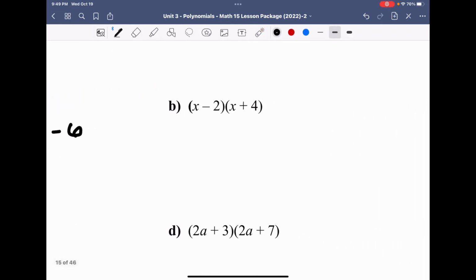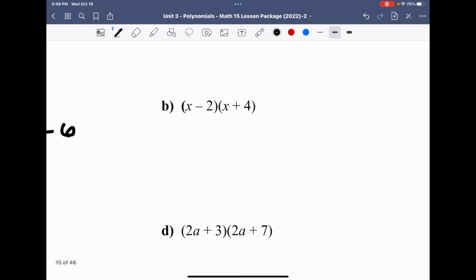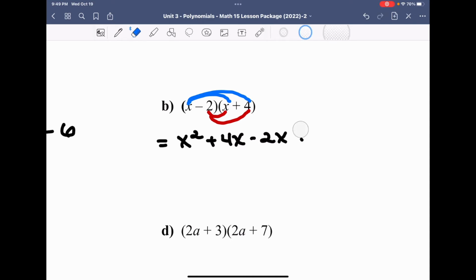All right, if I go to this next example here, if I deal with the first terms, I'm going to multiply x times x and x times 4. So for my F component, I have x times x, which is x squared. To get my outer, or the O, it's x times 4, which is 4x. Now I need to move on to my inner, which is negative 2 times x, and my last, which is negative 2 times 4. So this will give me negative 2x, and then negative 2 times 4 is, I should correct this, negative 8, because we have a negative times a positive.